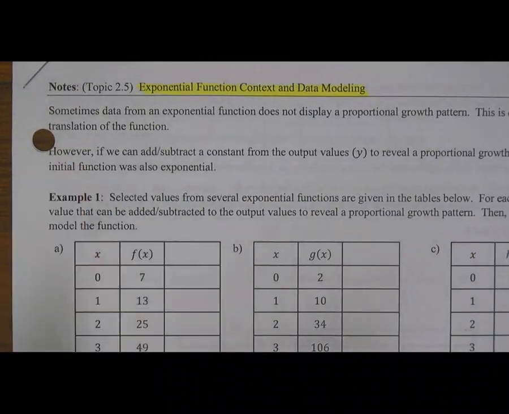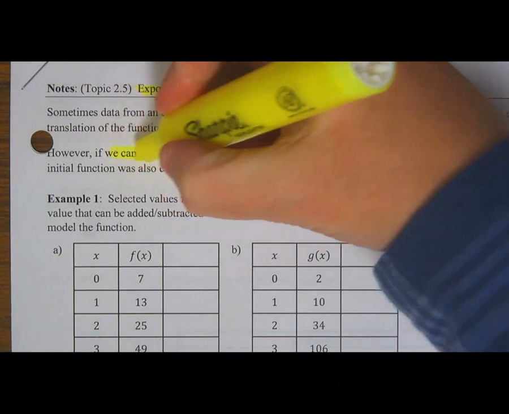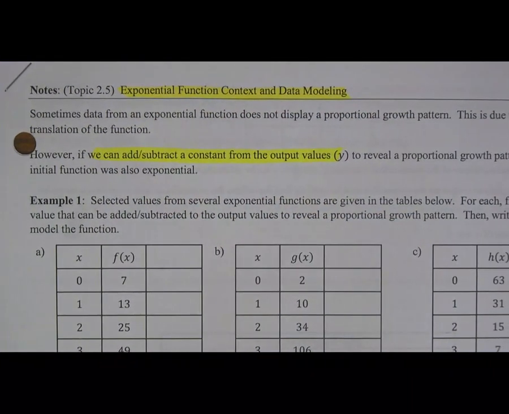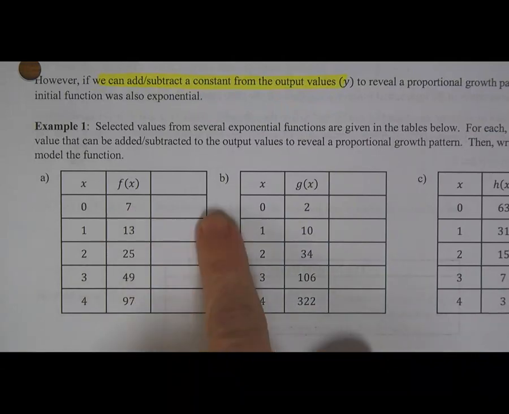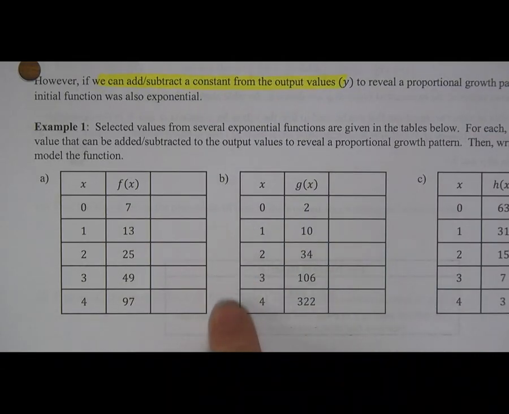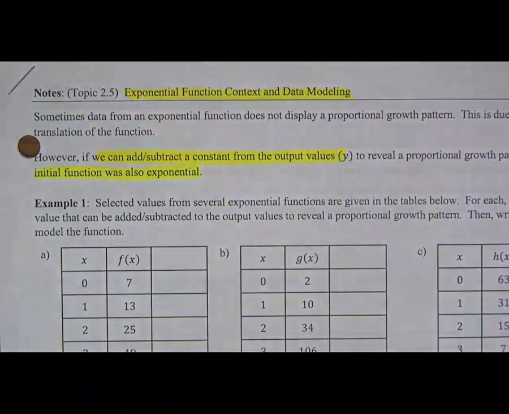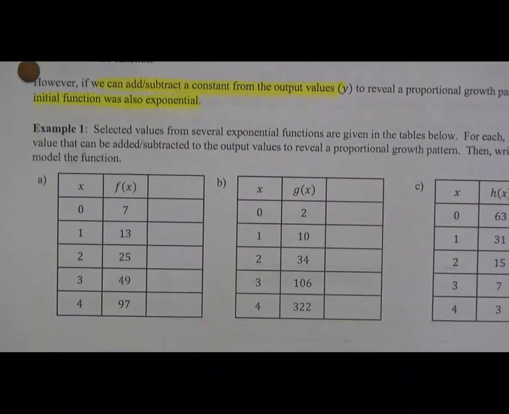So up here where it says, however, if we can add or subtract a constant from the output values to reveal that proportional growth pattern, if I can add or subtract a number from all of these y values, and then that pattern of multiplication shows up, then the initial function was exponential. So we're going to practice that now.